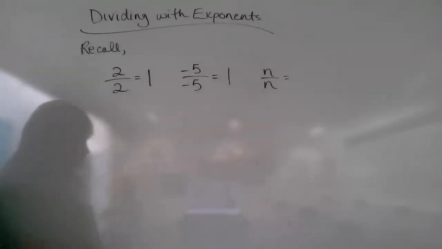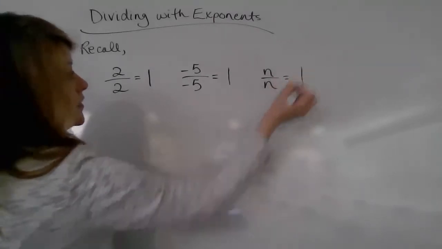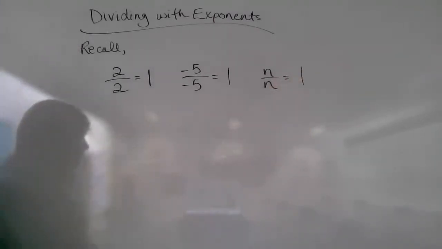And even with variables, if you have the same variable in the numerator and the same variable in the denominator, they have identical exponents. In this case, they're those invisible ones that we don't bother to write. N over n also equals 1. This will be really helpful as we divide with exponents.